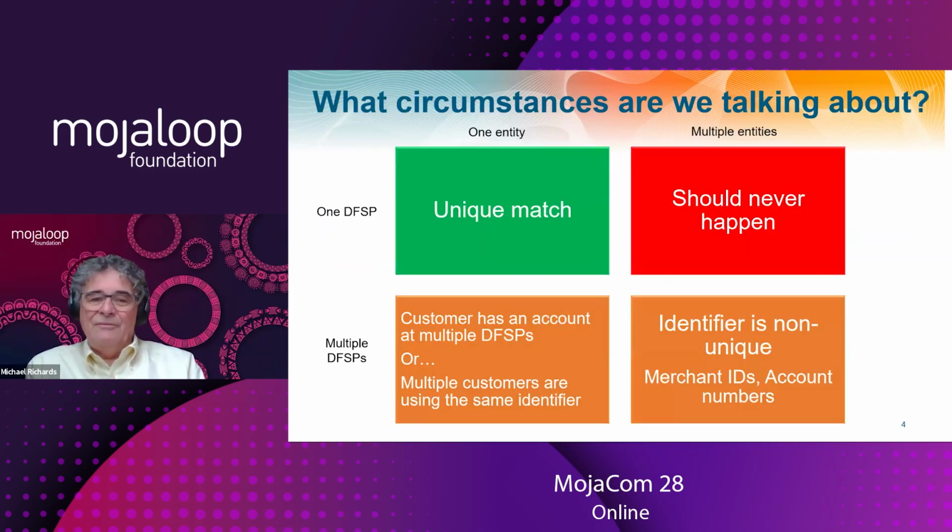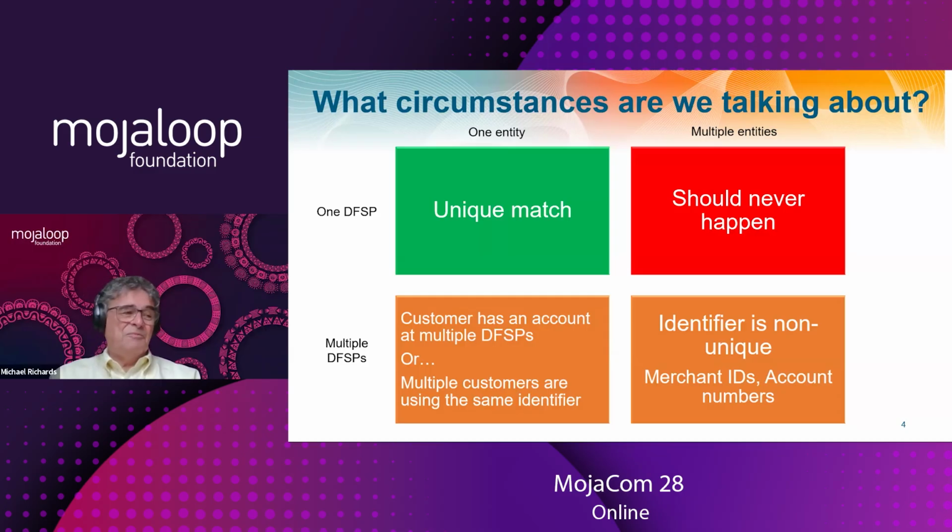So let's look now at what circumstances we're talking about. And this is a standard matrix. Down the left-hand side, we've got one DFSP or multiple DFSPs. Along the top, one entity or multiple entities. Now, on the top row, if you have one entity and one DFSP, there isn't a duplicate problem. You've got a unique match. If you have one DFSP and multiple entities which have the same code, that should never happen. That DFSP is in trouble. We need to take it to one side and say, you need to sort your life out.